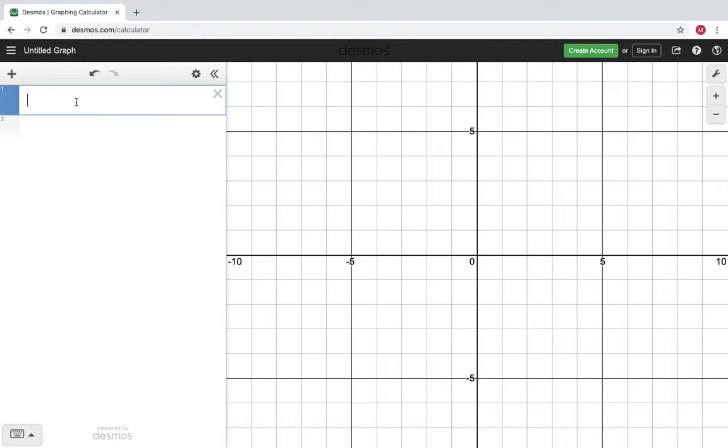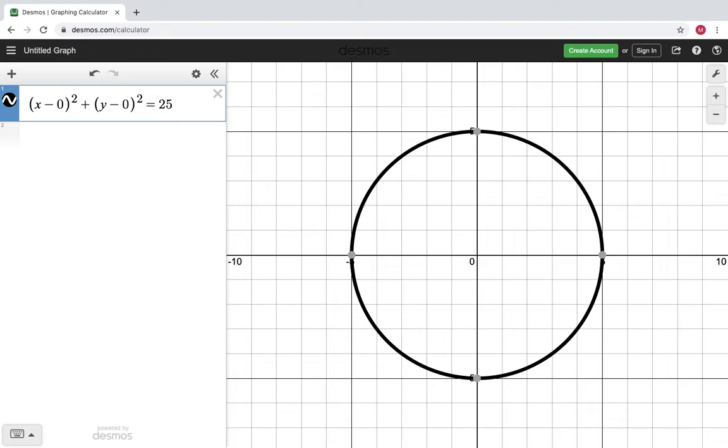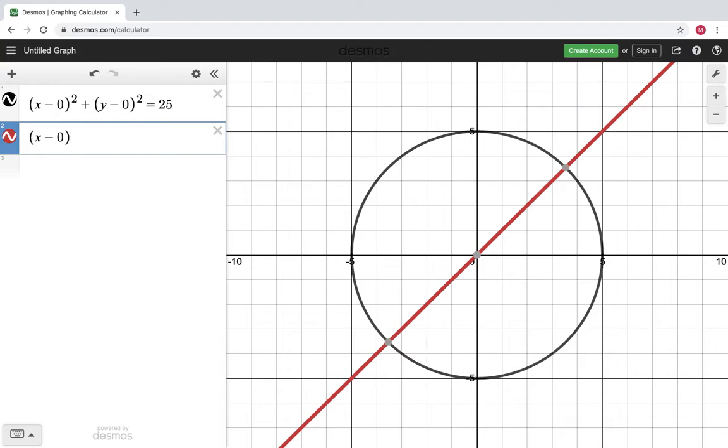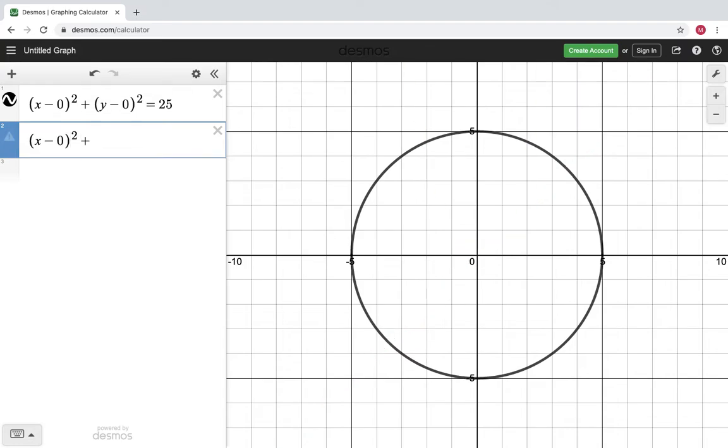Now, to set it up, I'm going to actually type it in as such, x minus 0 squared, and I'm going to put y minus 0, and we'll square that, and we'll set that equal to 25. That's that circle there. And so then we'll do the same thing, x minus 0, and you'll see why I'm putting the zeros in a minute. And then we'll do y minus 0, and then we'll square that, and that's going to equal 9.